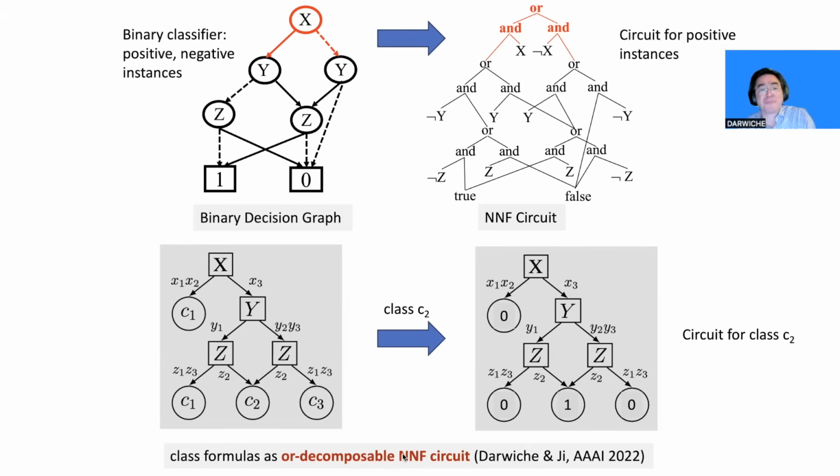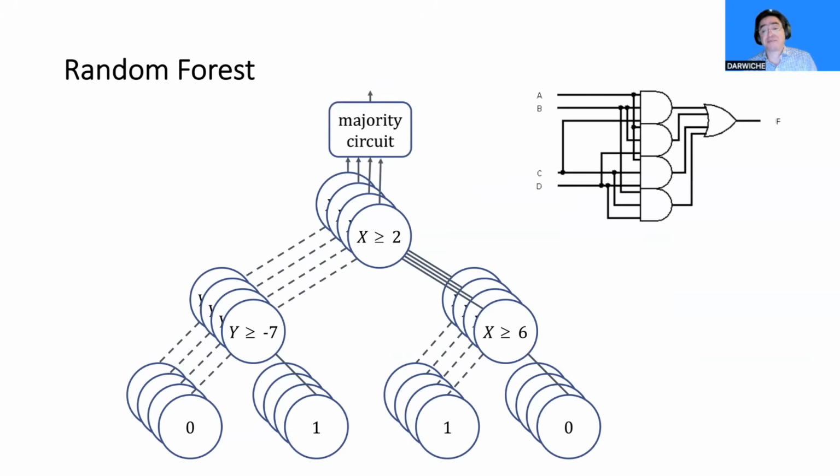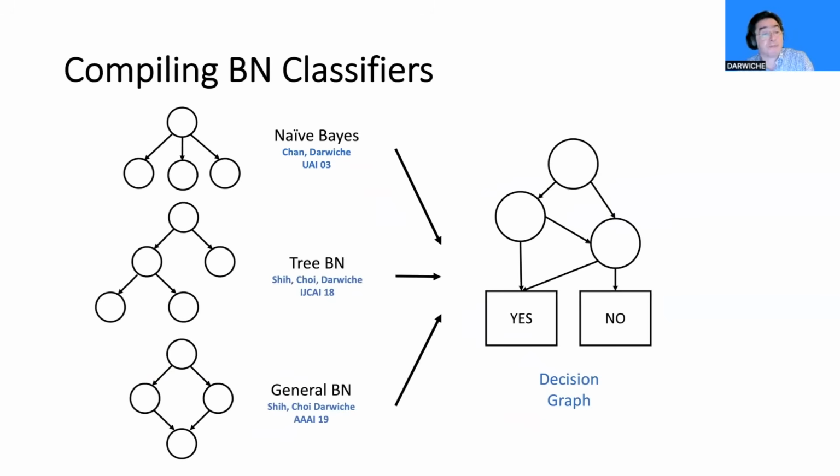It's pretty simple, actually. Okay, now, if you want to do random forests, if you know how to do trees, the easiest thing would be based on majority voting. So you just add a majority circuit. And so that's straightforward, as far as getting a circuit representation of the class formula for each class in the random forest. Now, of course, getting an or-decomposable version of that circuit is another story.